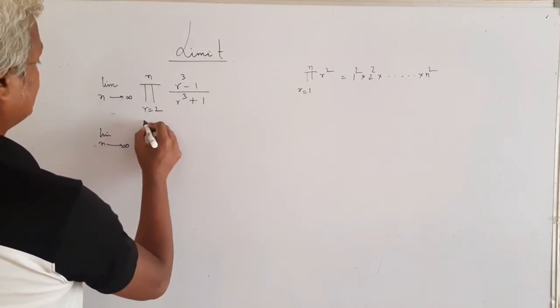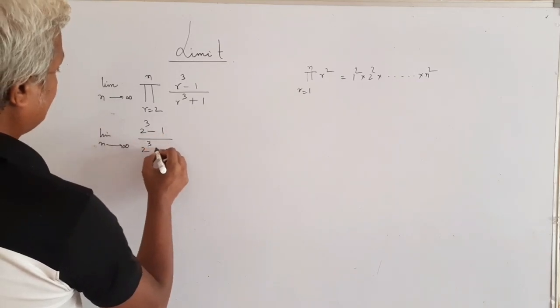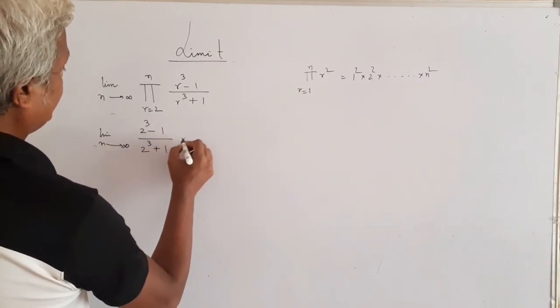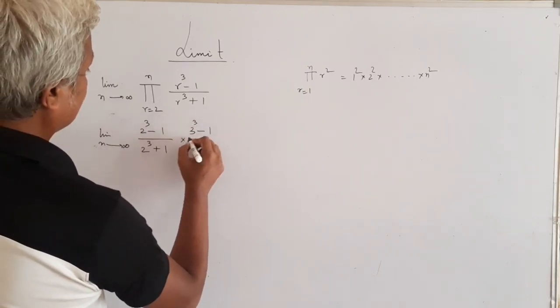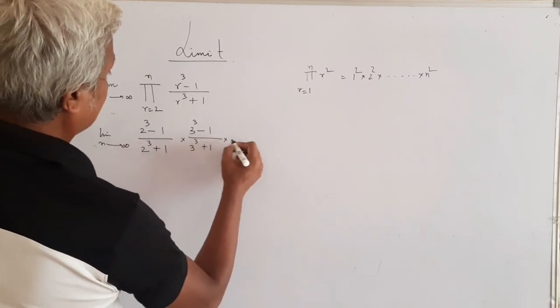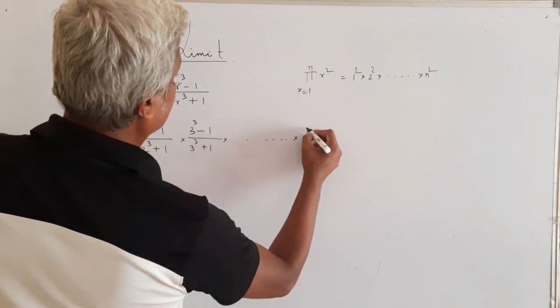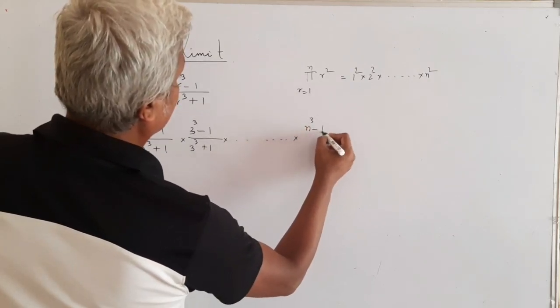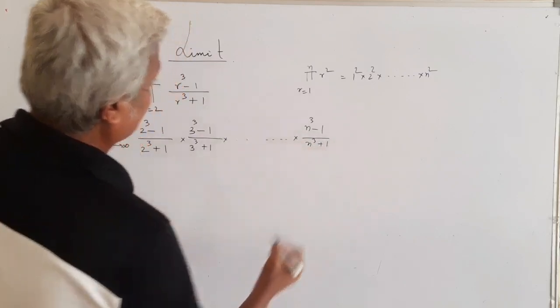So this is (2 cube minus 1) upon (2 cube plus 1), into (3 cube minus 1) upon (3 cube plus 1), into dot dot dot, and the final term will be (n cube minus 1) upon (n cube plus 1).